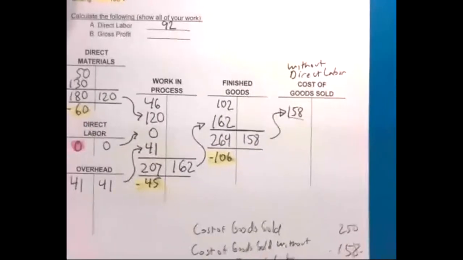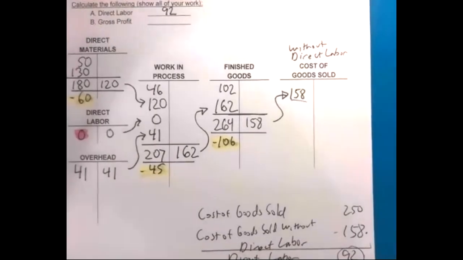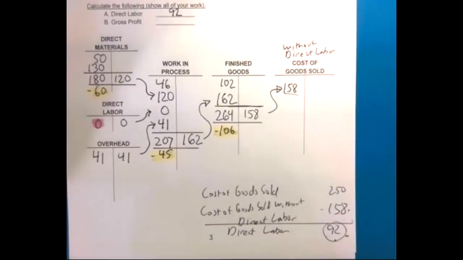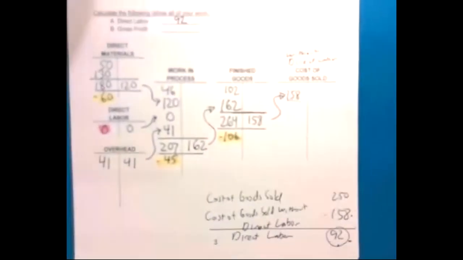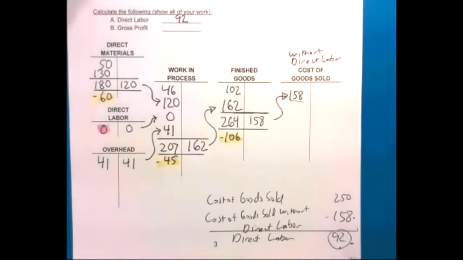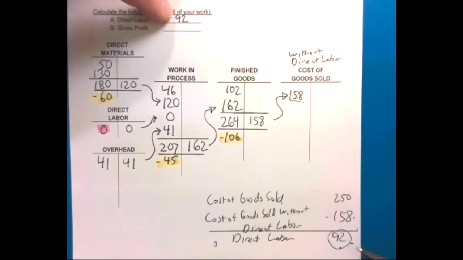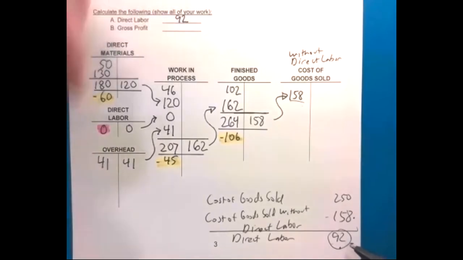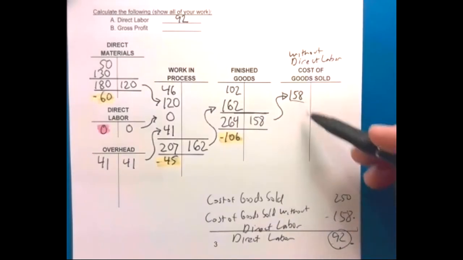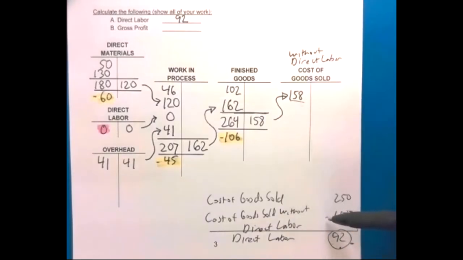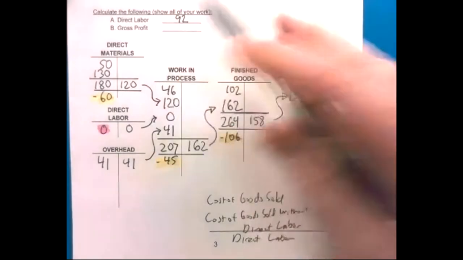You can't see what I just did. Sorry. I'm going to do this again. Okay. So our direct labor is 92. No, you don't have to plug it back in. You could. There's nothing wrong with checking your answer, but you don't need to. And if you have some number that you're not sure of, you can always check it that way. Whatever number you're missing, you can compare it to the cost of goods sold. So that'd be 92.